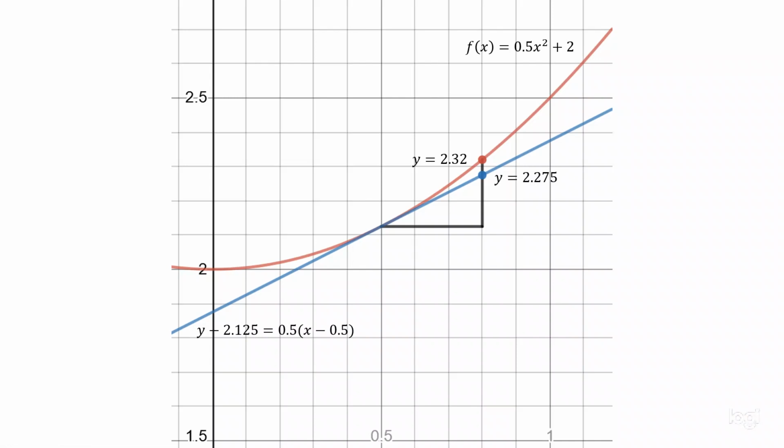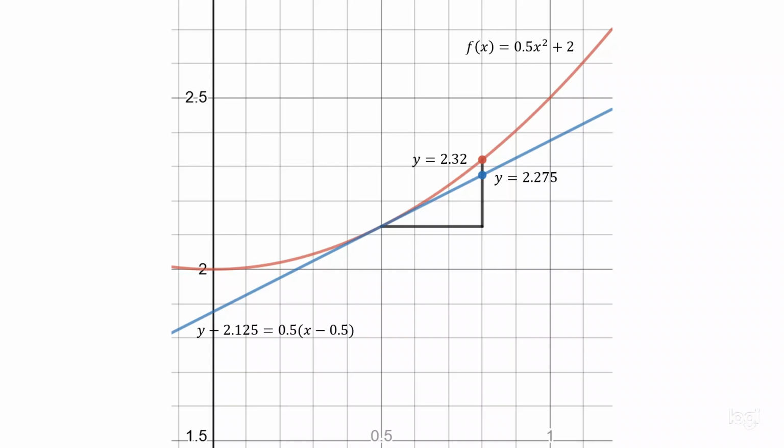In this video, I am going to compute the differentials for the function 1/2 x squared plus 2 when x changes from 0.5 to 0.8. And we're also going to calculate the approximate value of f of x when x equals 0.8 using differentials.